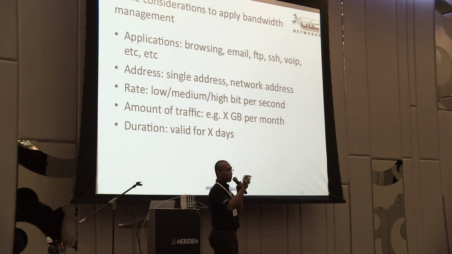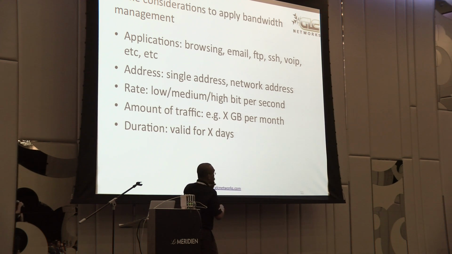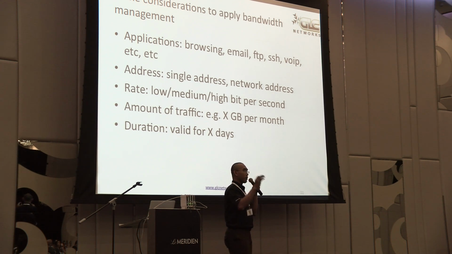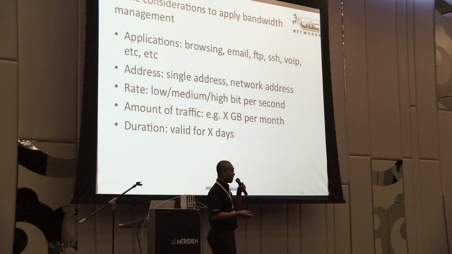We can apply bandwidth management based on the address, single address, or network address. So we can apply particular bandwidth on this IP address, on that IP address. We can also apply it based on rate. Your premium customer gets 10 megabit per second, your medium customer 5 megabit per second, and the lower or economic subscriber 1 megabit per second.